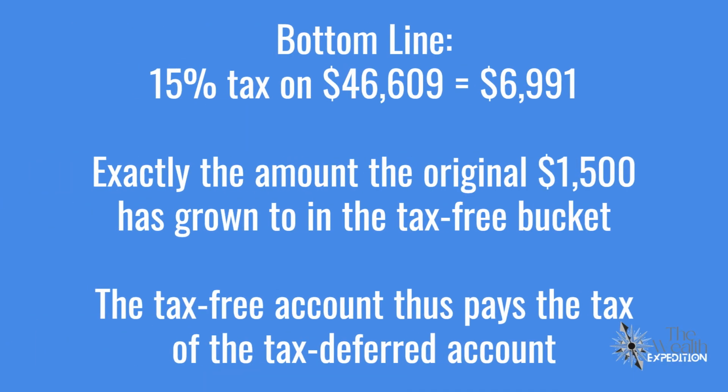So if Jim has $46,609 in his tax-deferred account, and we take 15% from this to get a net $39,618, then add that number to the tax-free amount of $6,991, we arrive at $46,609. And so both strategies, whether using tax-deferred or tax-free, arrive at the exact same net number if we assume that all available capital is employed in year one.